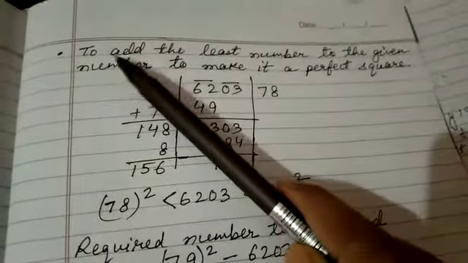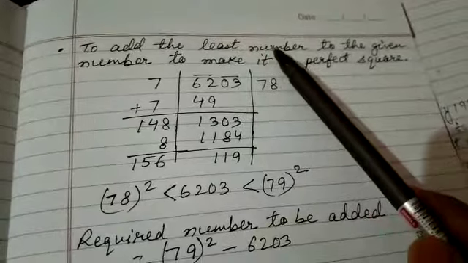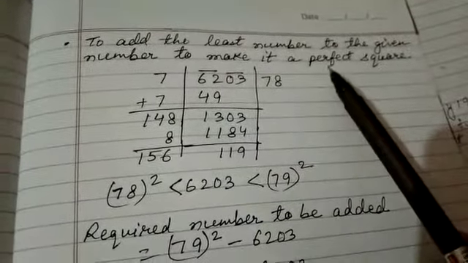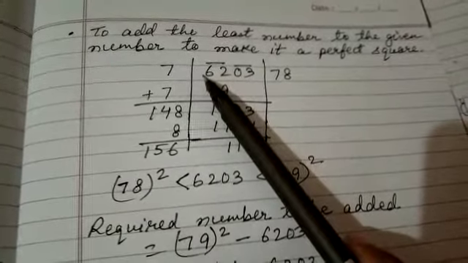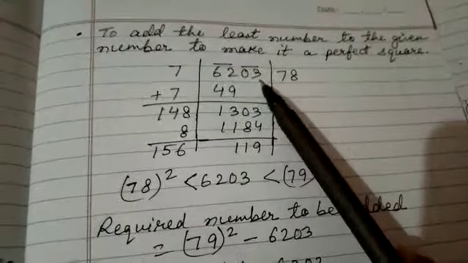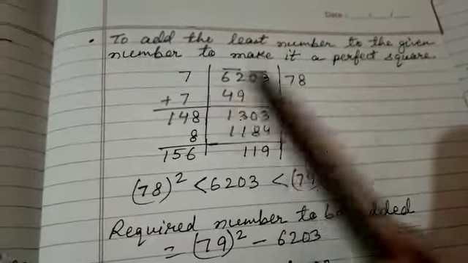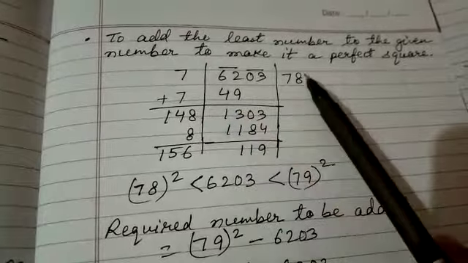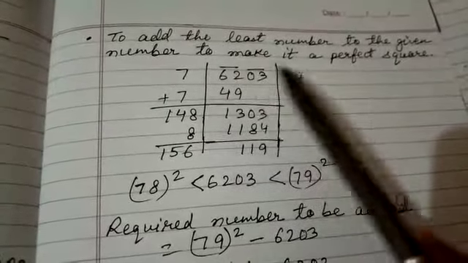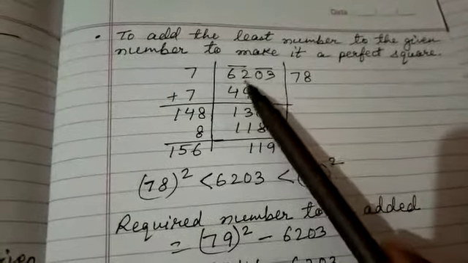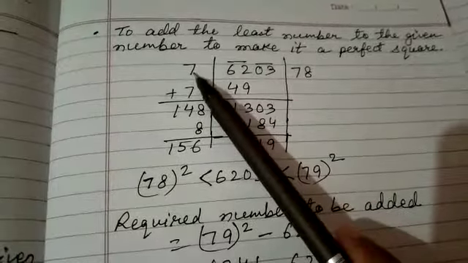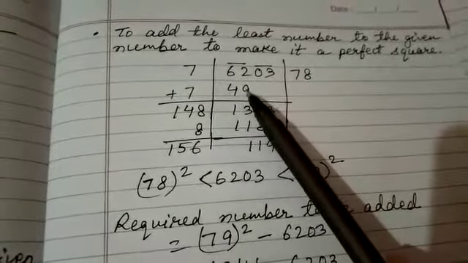Now we'll go for the least number to be added to make the given number a perfect square. Here I have taken the example 6203. First we will make pairs, then we will recall the table. 5 5 is 25, 6 6 is 36, 7 7 is 49, 8 8 is 64. That is greater than 62, so we will go for 7 7 is 49.